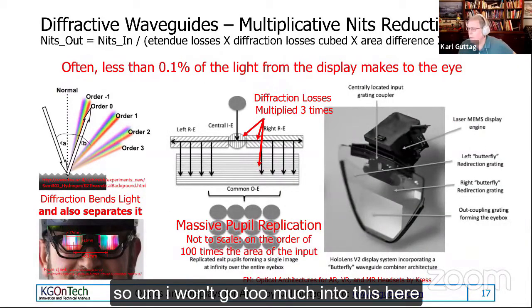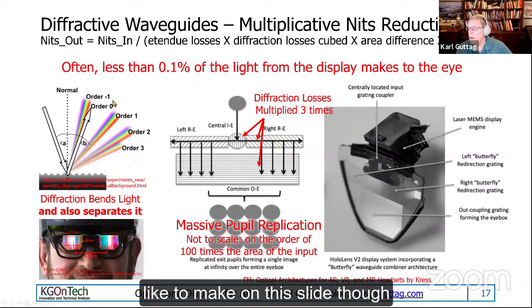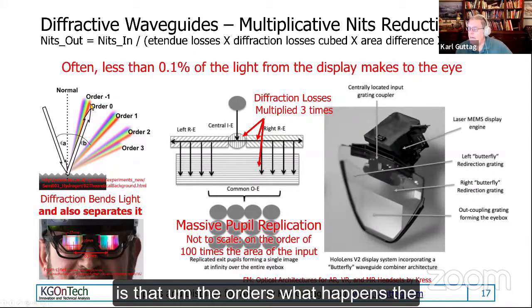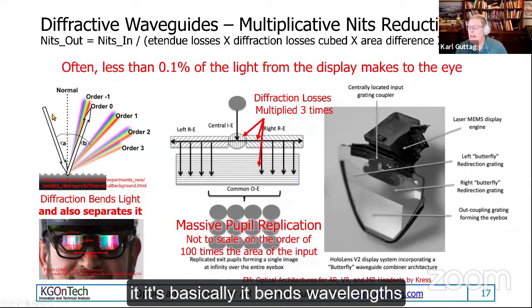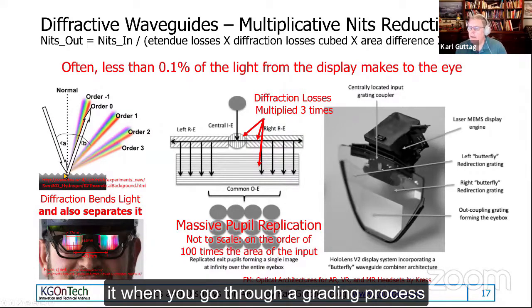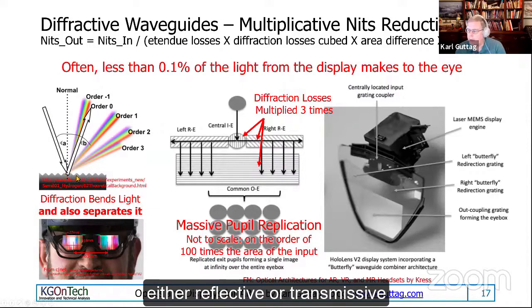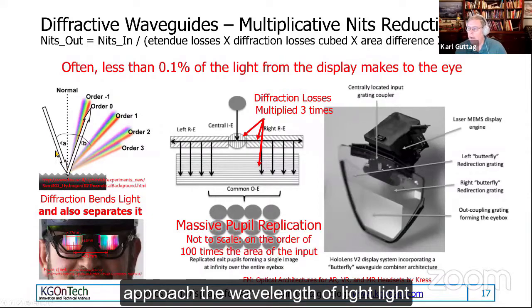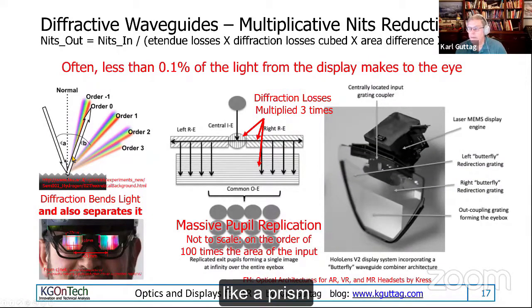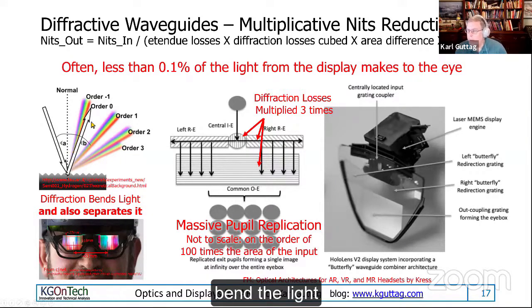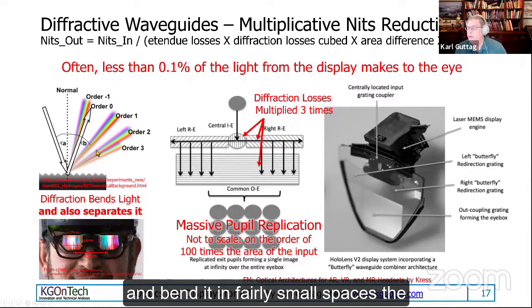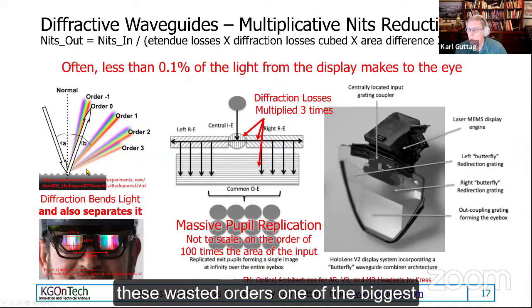So I won't go too much into this here. One of the biggest points I like to make on this slide, though, is the orders. The way a diffractive waveguide works, if you don't remember your physics, is that it bends wavelengths. When you go through a grating process, either reflective or transmissive, light will get bent as these gratings approach the wavelength of light. It gets bent kind of like a prism. It gets separated into various orders. Now, the good news is that allows them to bend the light in fairly small spaces. The bad news is there are these wasted orders.